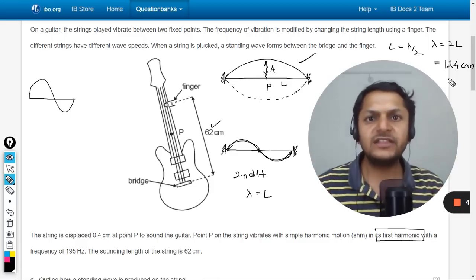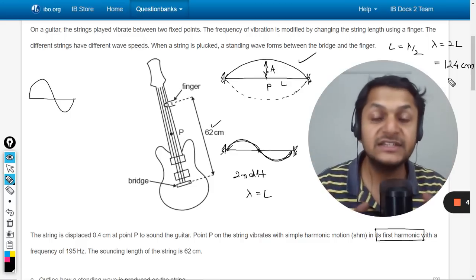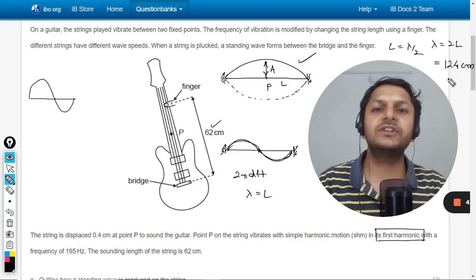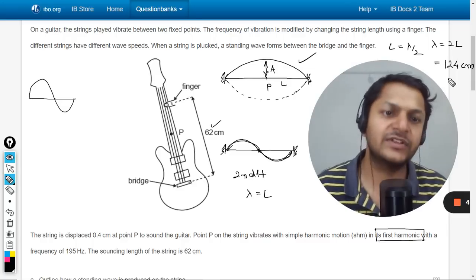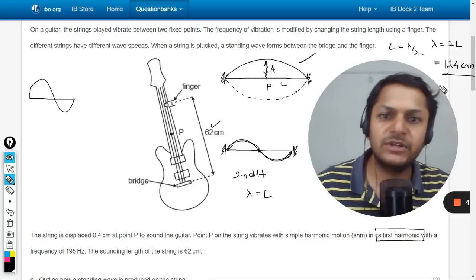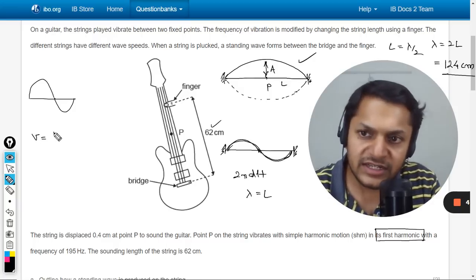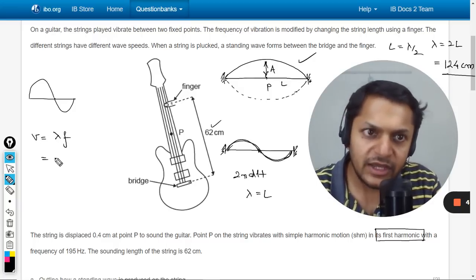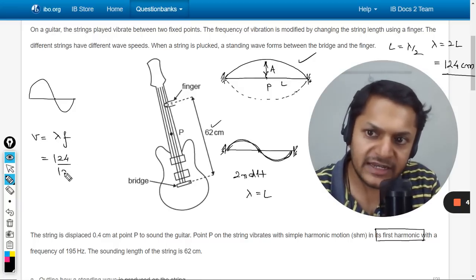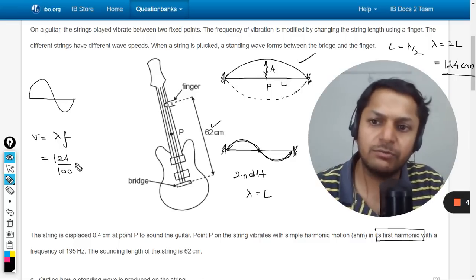So this is the wavelength, and please keep units in your mind because these are not SI units. We have to convert it into meters if we are going to find anything with this. So 124 centimeters is the wavelength, and I told you that the velocity is equal to lambda times f. Wavelength is found to be 124 centimeters. We divide by 100 because we want it in meters.